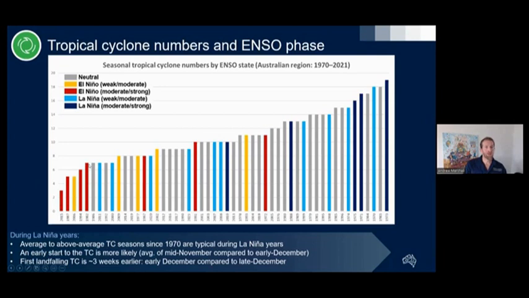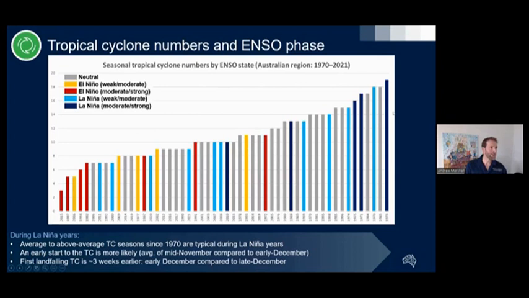And then they're color-coded according to whether it was an El Nino year or a La Nina year or a neutral year. So everything in blue are La Ninas, so strong La Ninas shown in dark blue, weak to moderate in a lighter blue. The grey is neutral, as I said, and then the red and the yellow represent El Nino years.